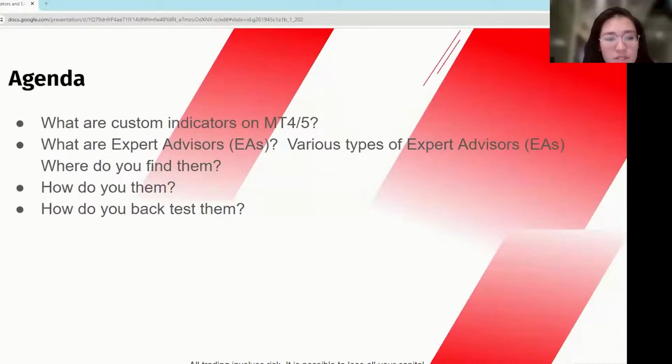So here's our agenda for today. We'll look at what are custom indicators on MT4 and 5, what are some EAs that you can use, various types, and where to find them, how do you use them, and how do you backtest them. If you guys have any questions throughout the webinar, feel free to just pop them into the chat, and I'll be happy to answer them.